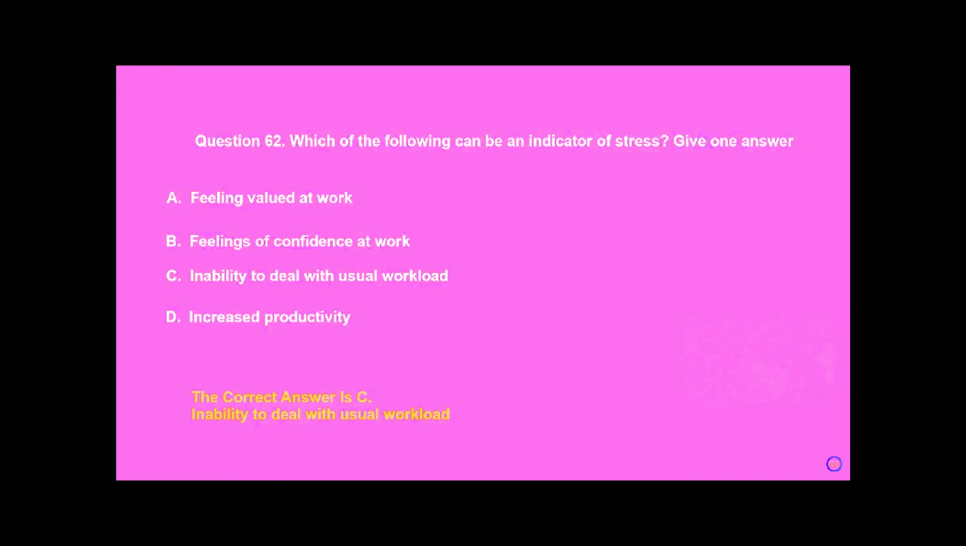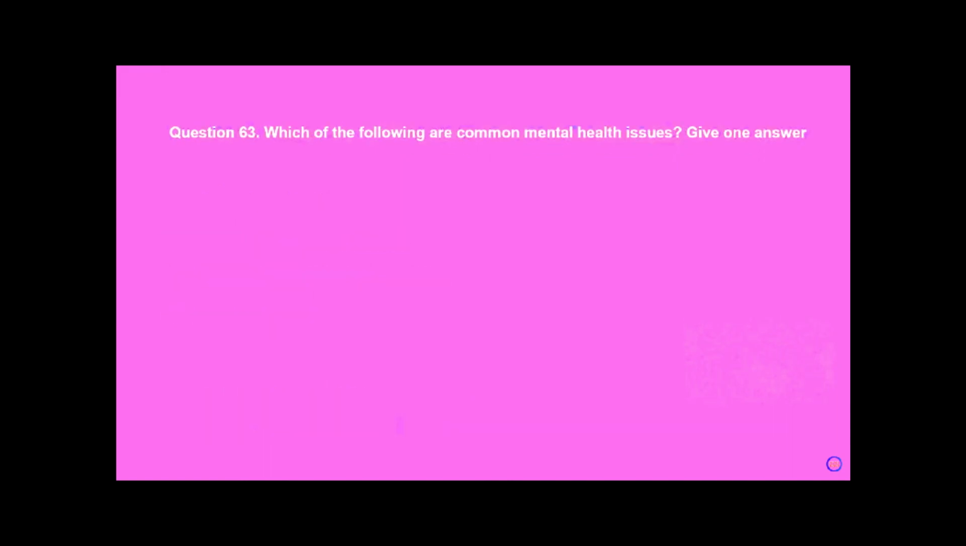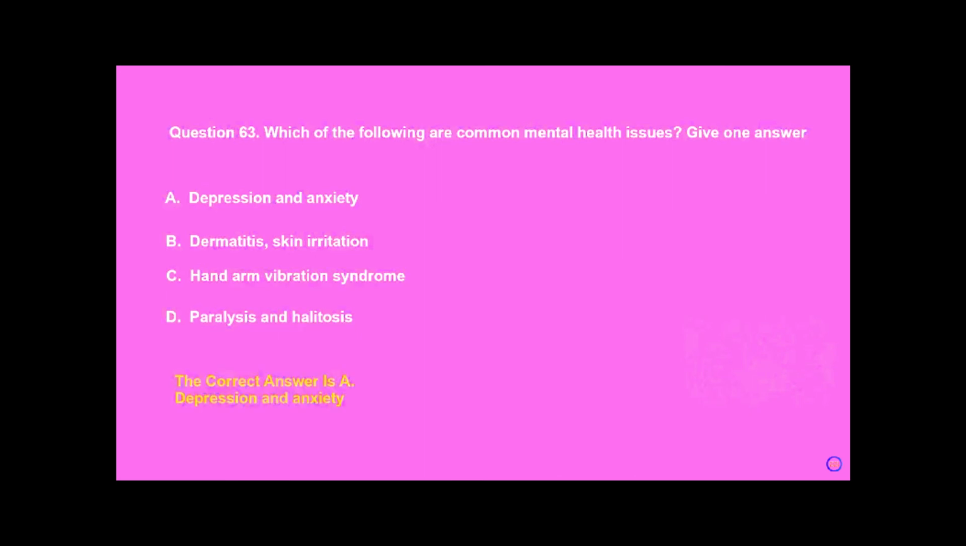Question 63. Which of the following are common mental health issues? Give one answer. A. Depression and anxiety. B. Dermatitis, skin irritation. C. Hand-arm vibration syndrome. D. Paralysis and halitosis. The correct answer is A. Depression and anxiety.